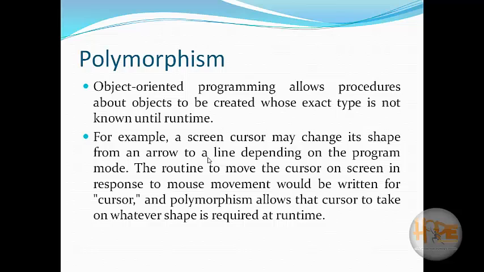Object-oriented programming allows procedures about objects to be created whose exact type is not known until runtime. For example, a cursor may change its shape from an arrow to a line depending on the program mode. The routine to move the cursor on screen in response to mouse movement would be written for a cursor, and polymorphism allows that cursor to take on whatever shape is required at runtime. So this is about polymorphism.